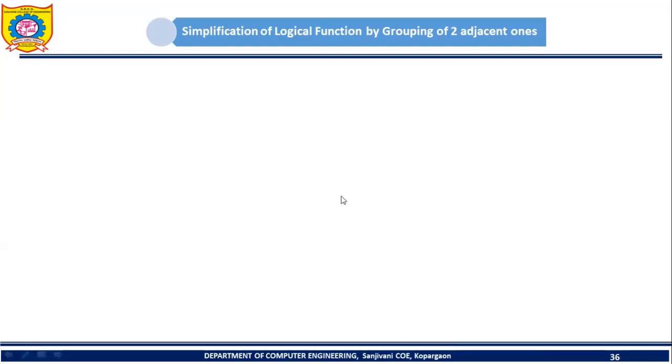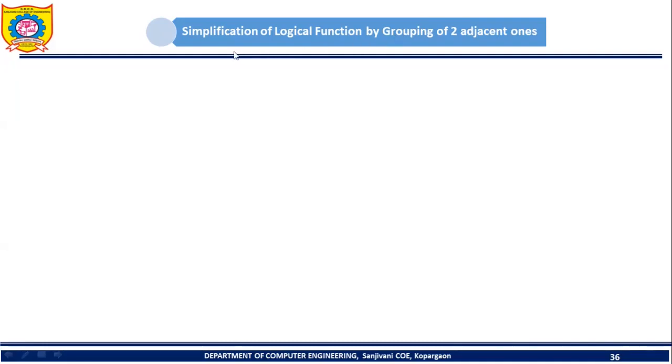Welcome everybody. Now we are going to see simplification of logical function by grouping of two adjacent one. We have seen how we can make group of two adjacent one. Then we also know how to represent logical function on K-map. So once we represent logical function on the K-map, what is the next step? We have to make group of one.